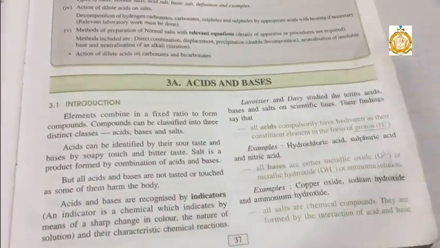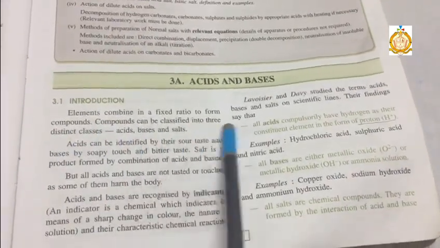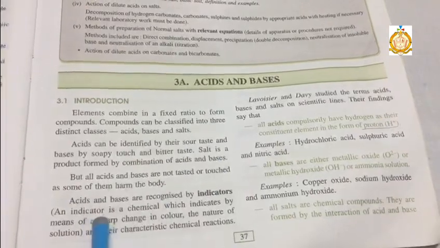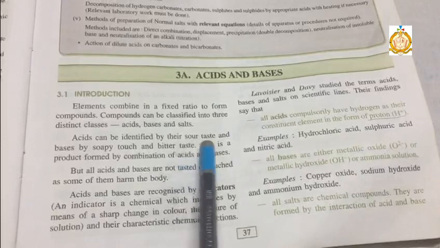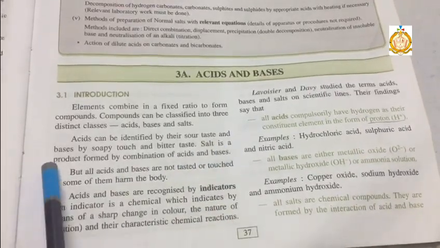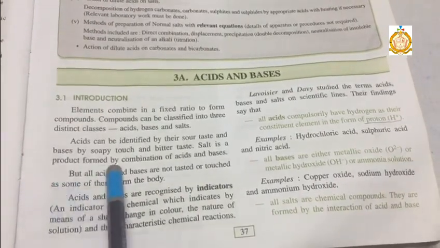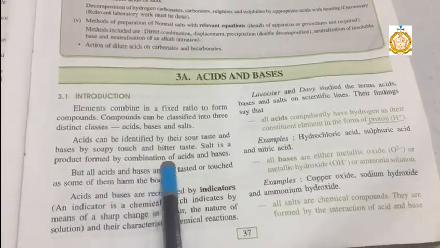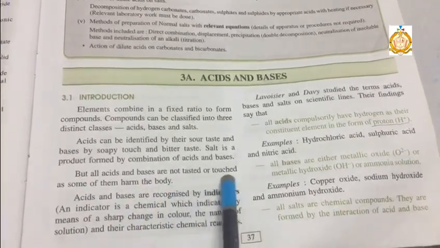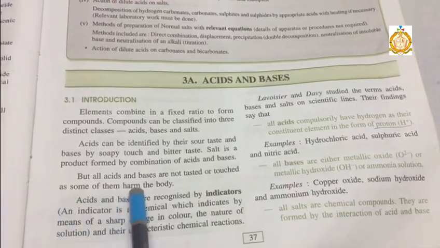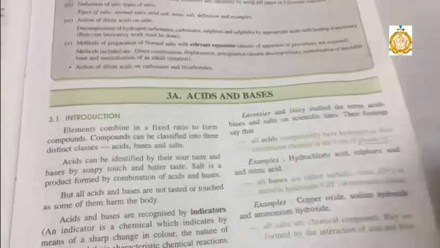Next, elements combined in a fixed ratio to form a compound can be classified, the same things are given here. Acids can be identified by their sour taste. Bases have a soapy touch and bitter taste. Salt is a product formed by the combination of acids and bases. But not all acids and bases can be tasted or touched, as some of them harm the body. They can be recognized by using indicators.